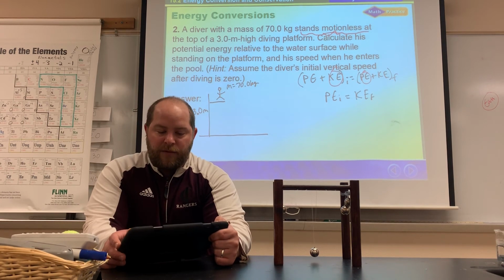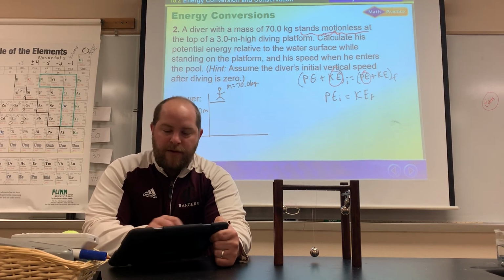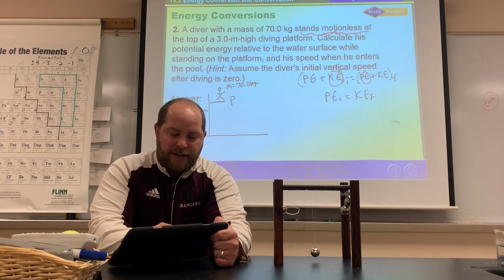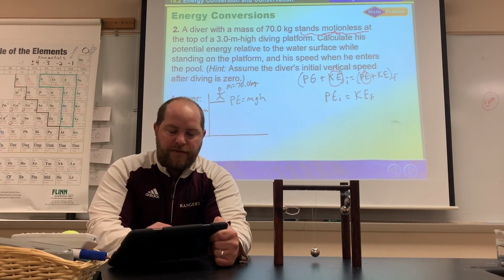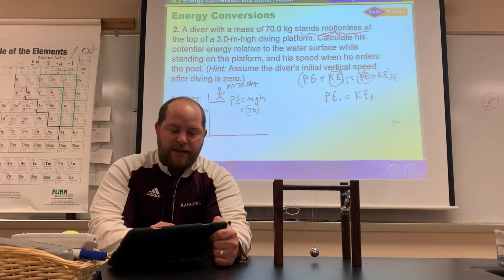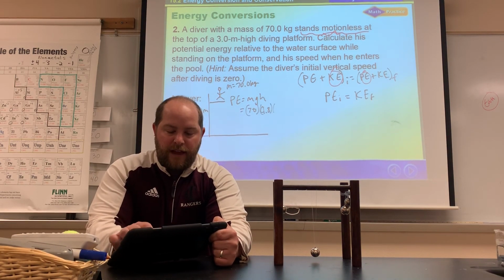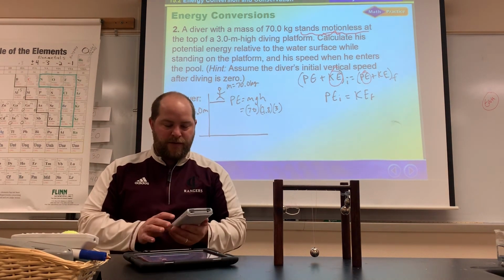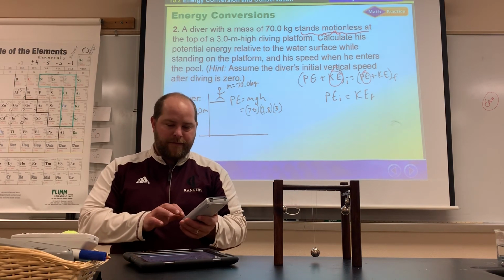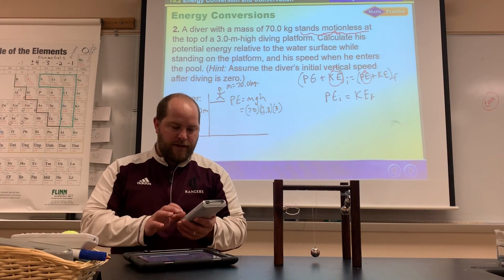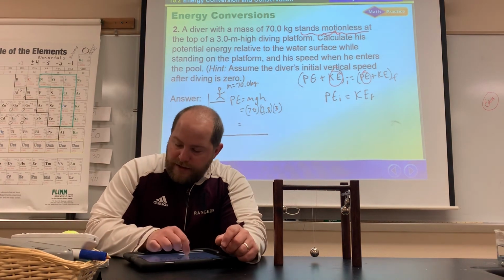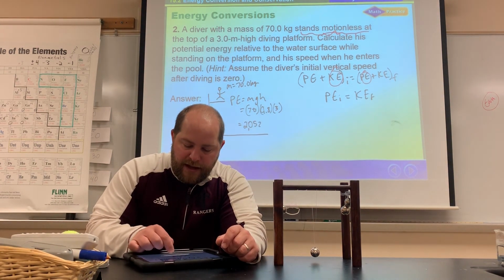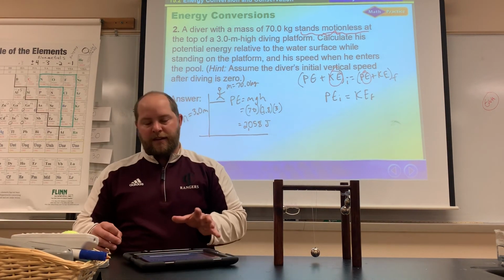This question is asking us to calculate his potential energy relative to the water surface. Well, we can do that. We don't even need the formula to do that because potential energy is equal to mgh, and we have the mass, that's 70, gravity is 9.8, and the height is 3. So really, that's just a formula that we've used earlier in this chapter. So 9.8 times 3. So his potential energy is 2,058 joules.